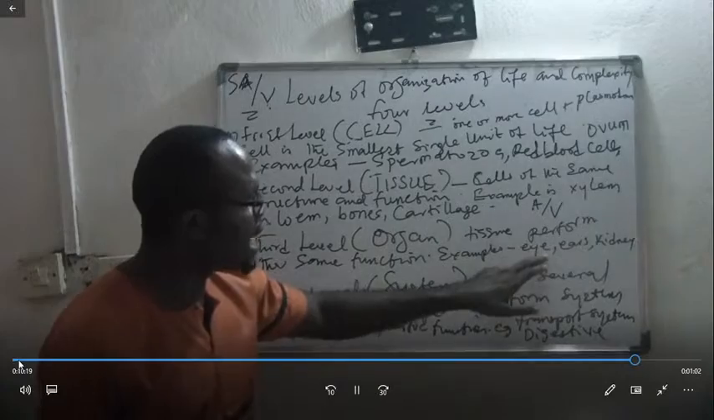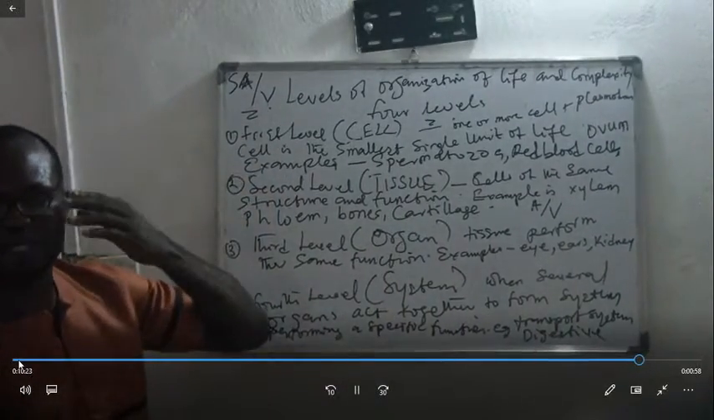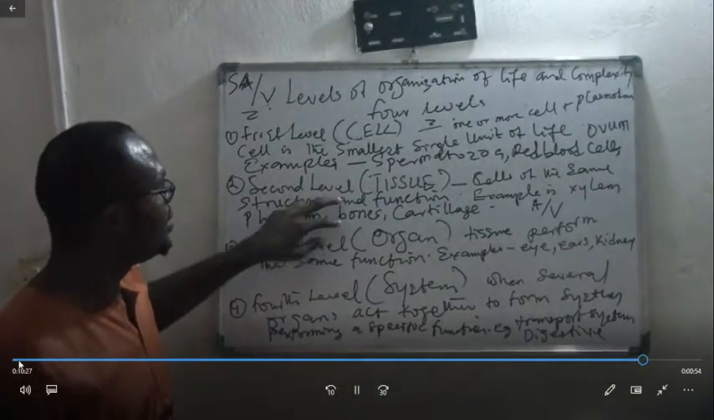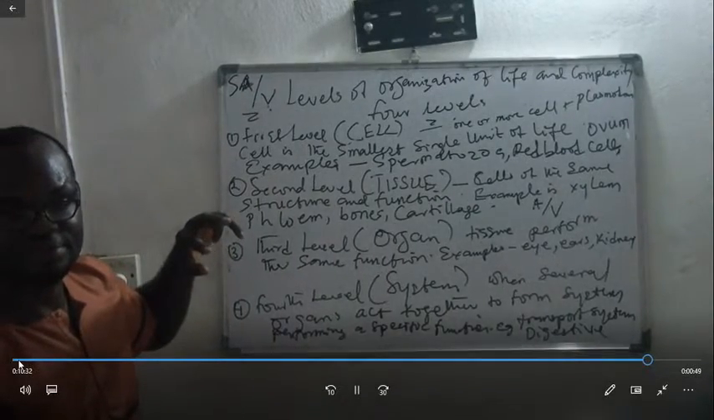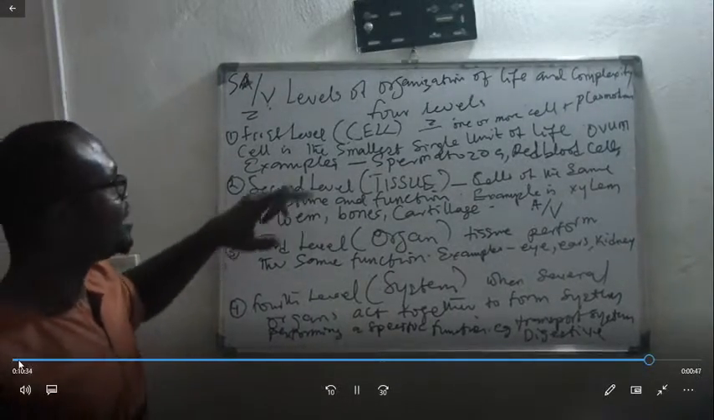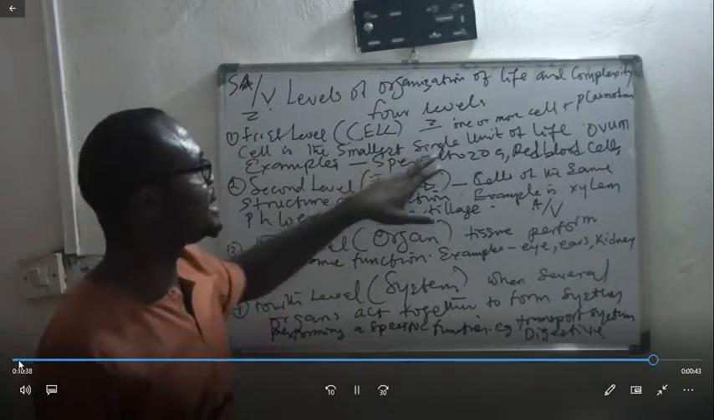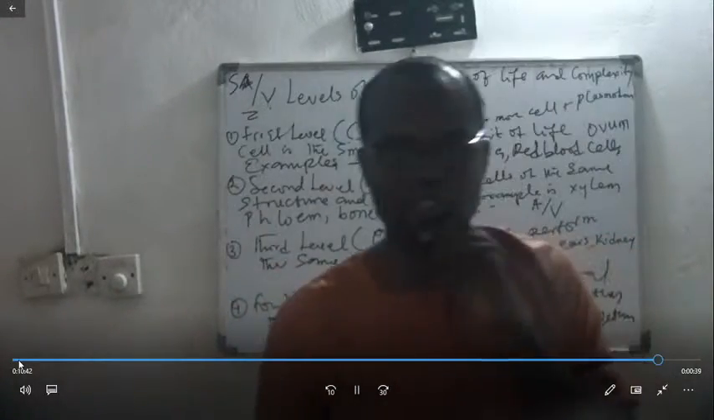When you go to the eye, you see that the eye has plenty of different tissues. And when you go to the bone, you see that the bone is made up of plenty of cells. Is that clear? But the smallest is the what? Cell. That's why we say that the cell is the smallest single unit of life.